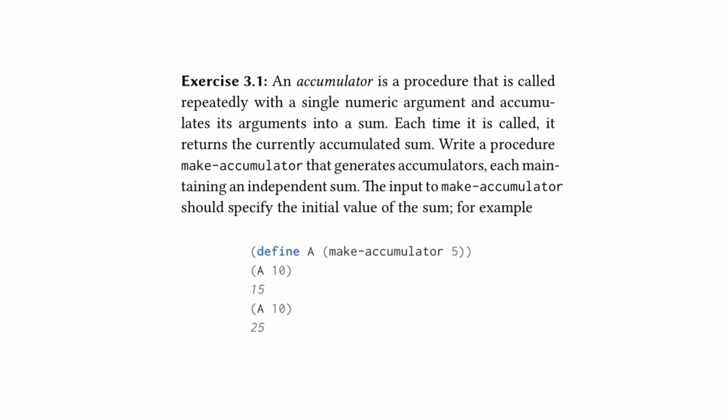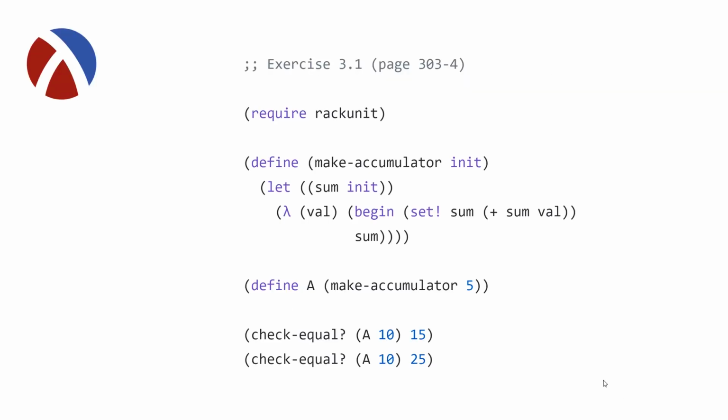For example, if we define A to be make-accumulator passed with an initial value of 5, the first time we pass 10 to it, we should get 15, which is 5 plus 10. And the second time we pass 10 to it, we should get 25. So my solution to this looks as follows. We are requiring rackunit for the unit tests at the very bottom, and then we have a 4-line solution. So we are defining a procedure, make-accumulator, that takes a single parameter, init.